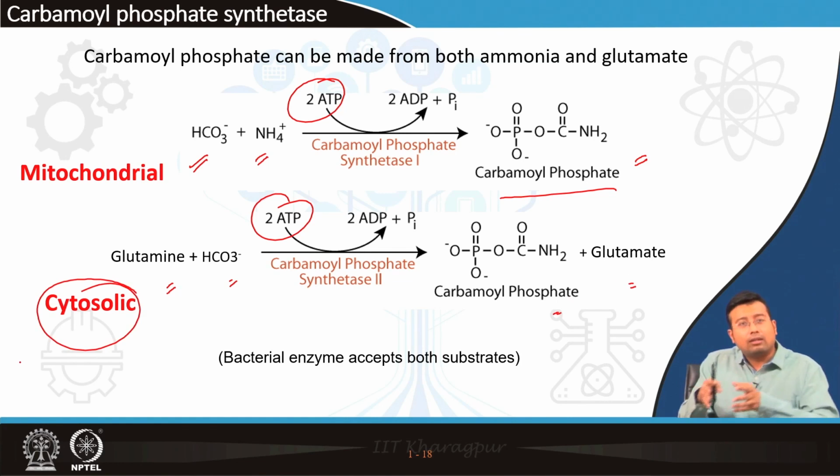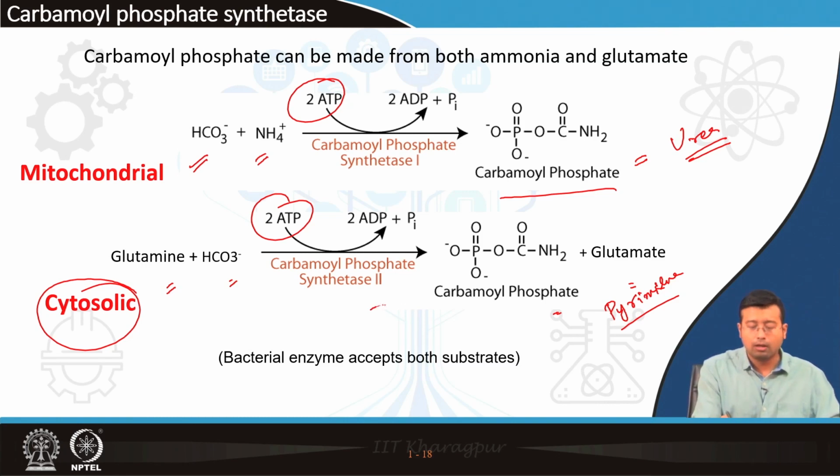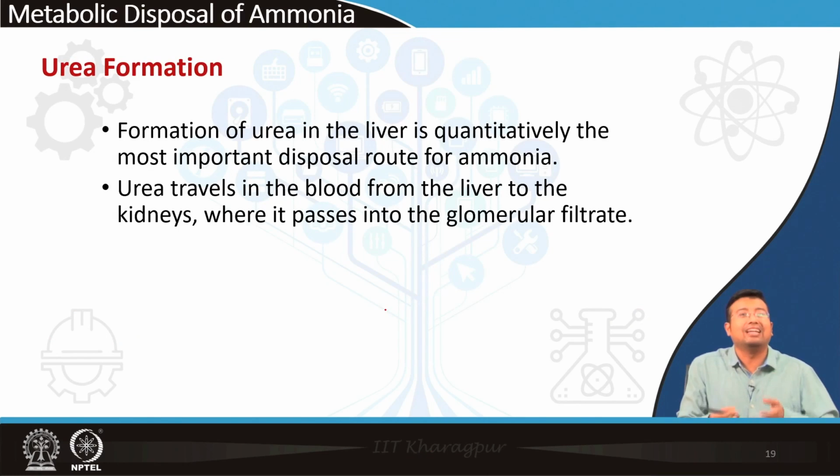Both reactions involve ammonia in the form of a nitrogen group, but the reaction that directly involves ammonia utilization is CPS1, because this reaction is very much needed for the urea cycle or disposal of ammonia, whereas the reaction that happens in cytosol is used for pyrimidine biosynthesis. We will discuss CPS2 in later classes when we discuss nucleotide metabolism, but for now we should know that the CPS1 enzyme is extremely important because it helps in urea formation.